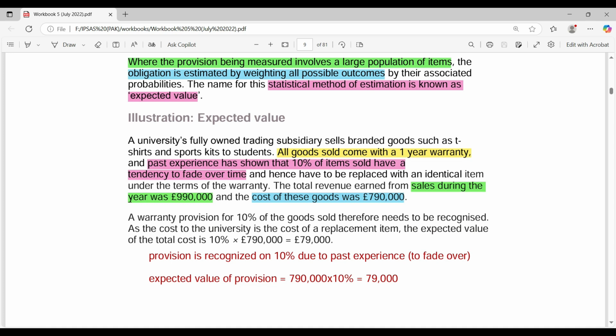For example, sales during a year were 990,000 and the cost of those goods was 790,000. You have to fix 10% of 790,000 as a provision, the expected value of provisions. These 10% come from your past experiences.